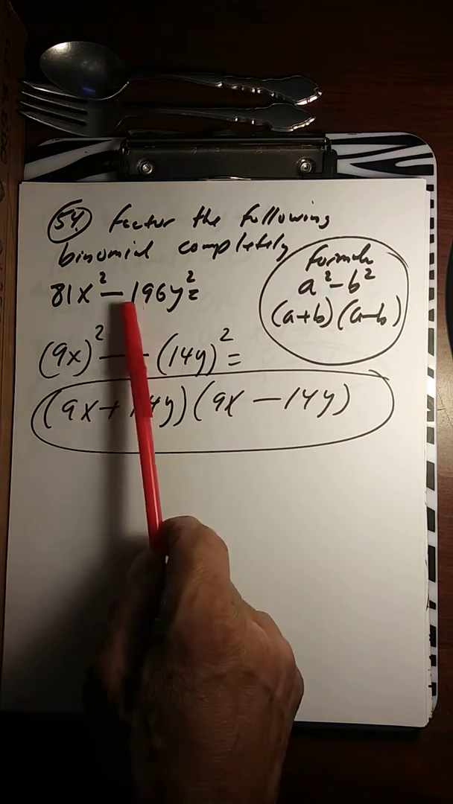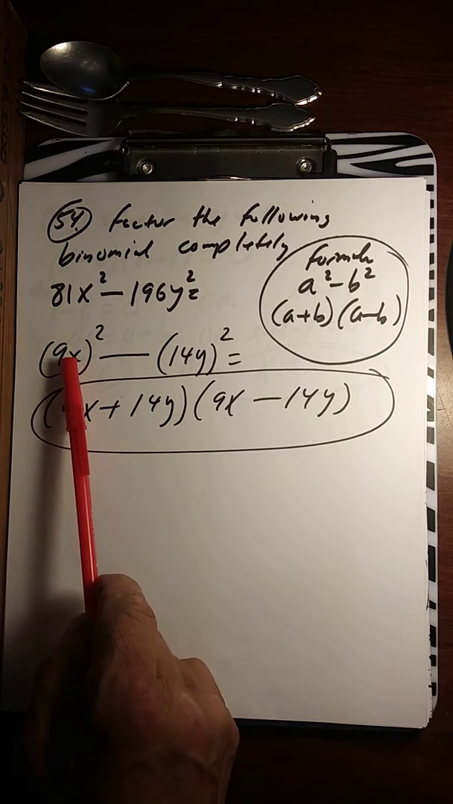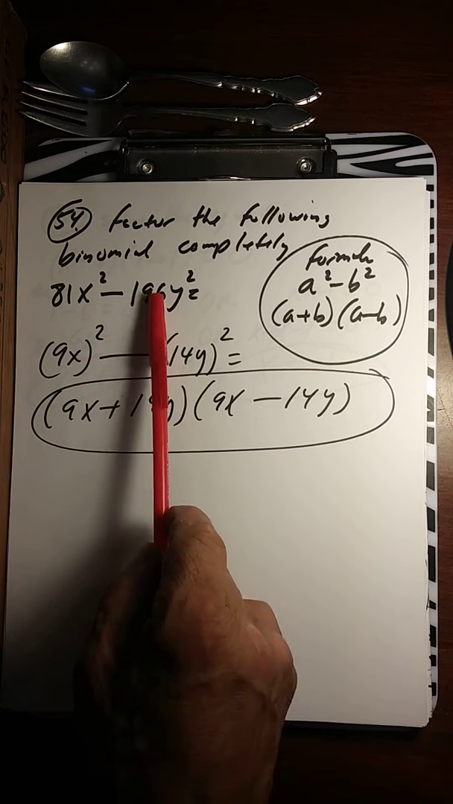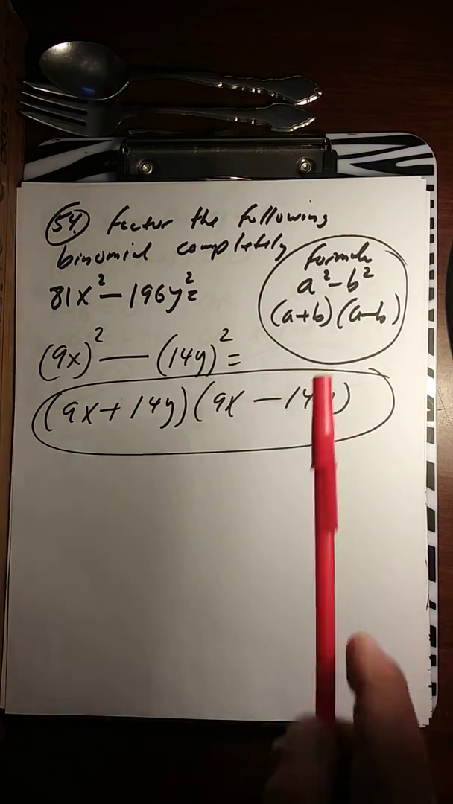Factor. Difference of squares. So there's a formula. a squared minus b squared is a plus b, a minus b. So 9x is 81, 4 times 14 is that. So 9x plus 14, 9x minus 14 from the formula.